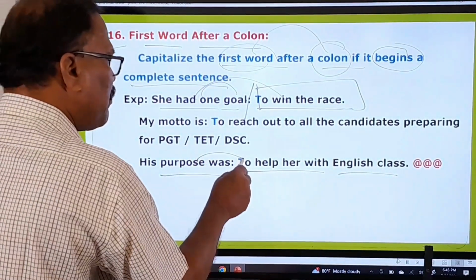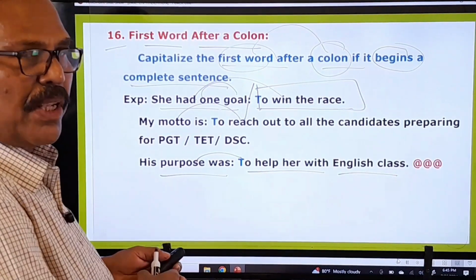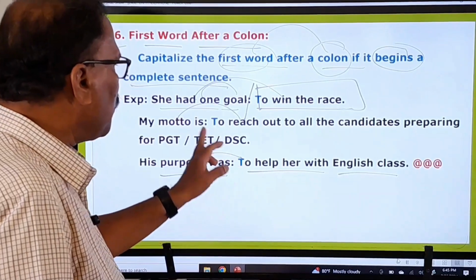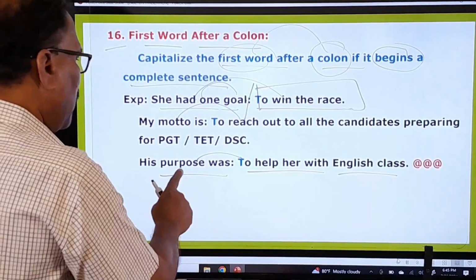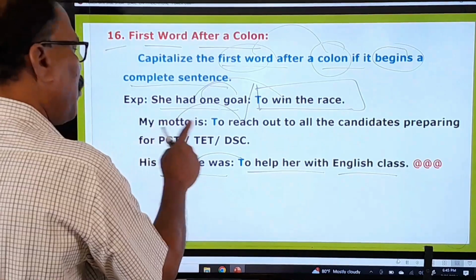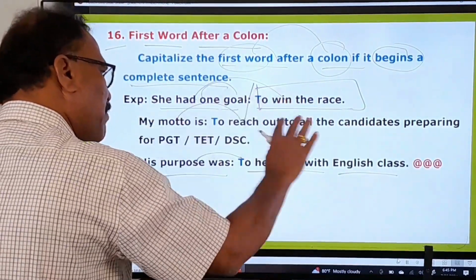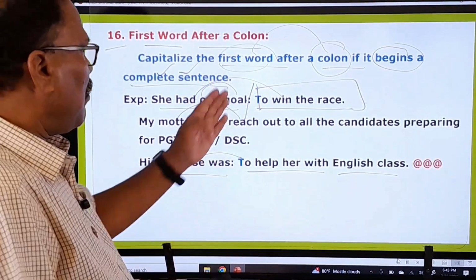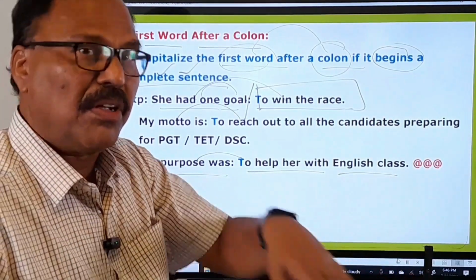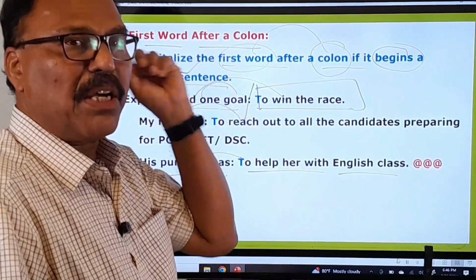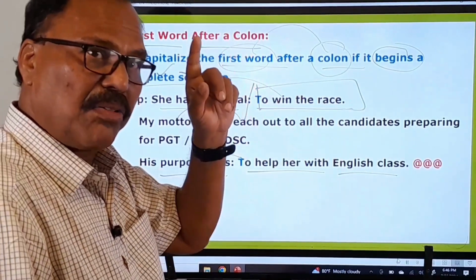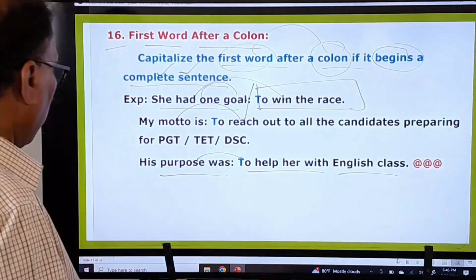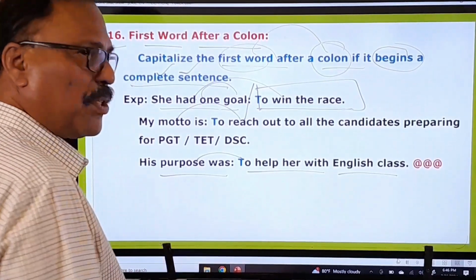So when you read this, it must become a sentence. It should not be a loose word. It should be part and parcel of that sentence. Then only, after this colon, you must use the capital letter. That's when his purpose was to help her with the English class. My motto is to reach out to all the candidates. So it must become a complete sentence. Sometimes after the colon some loose words are also used. Please know the use of that punctuation mark, the colon. In that I have mentioned many rules about the use of the colon. Now let's move on to learn the next rule.